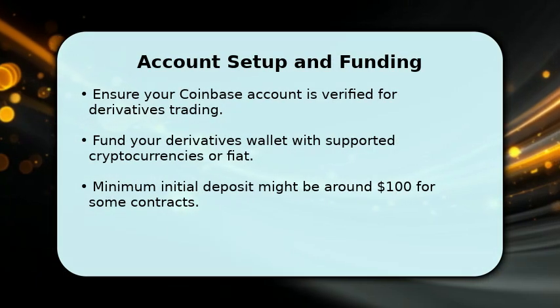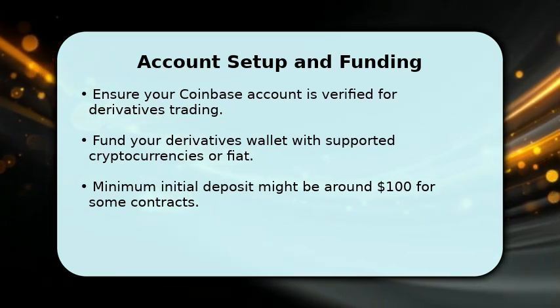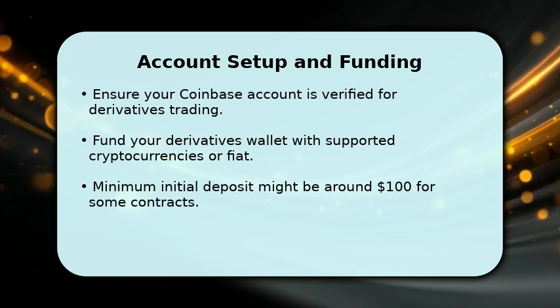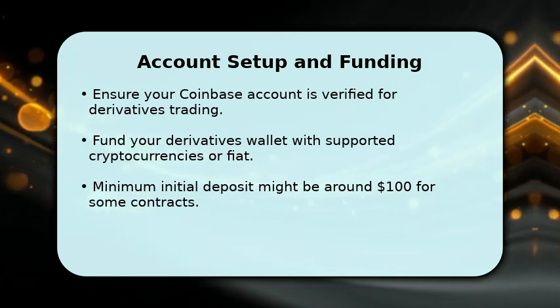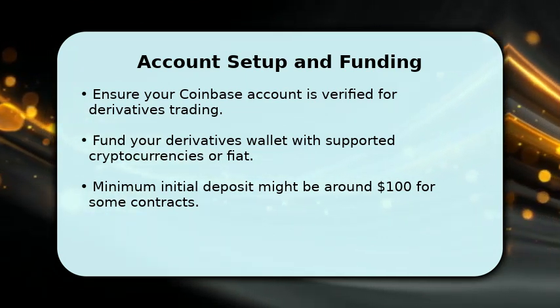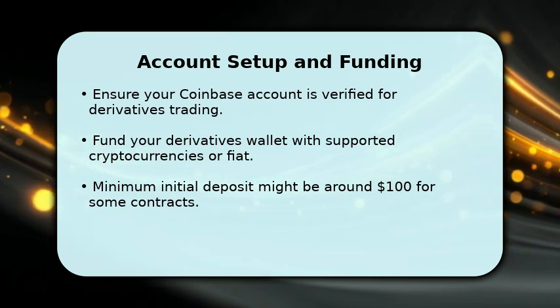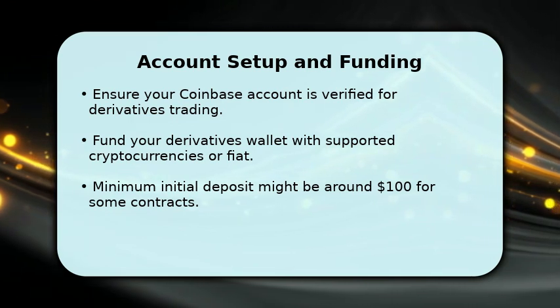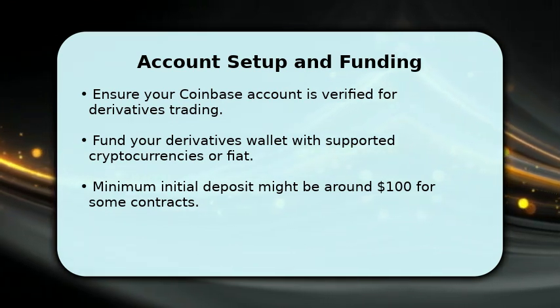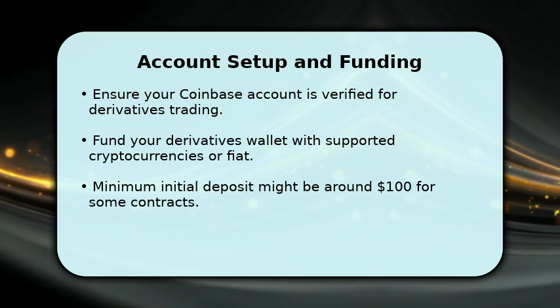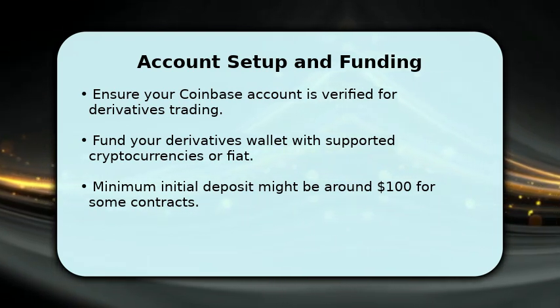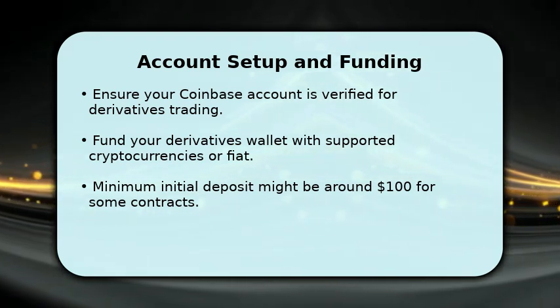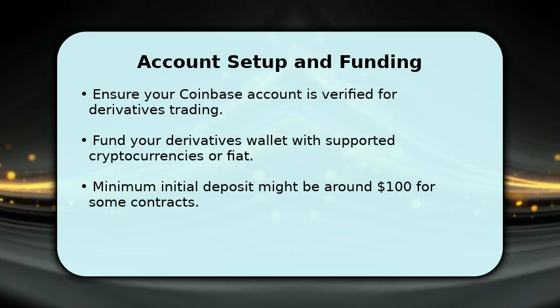To begin, ensure your Coinbase account is fully verified and enabled for derivatives trading. You'll need to fund your derivatives wallet separately from your main spot wallet. You can typically deposit supported cryptocurrencies or fiat currency. Be aware of any minimum deposit requirements, which could be around $100, to activate certain trading features. Always review the specific funding options available in your region.